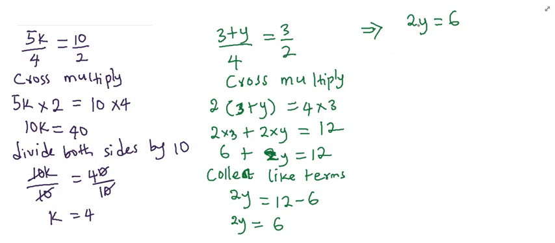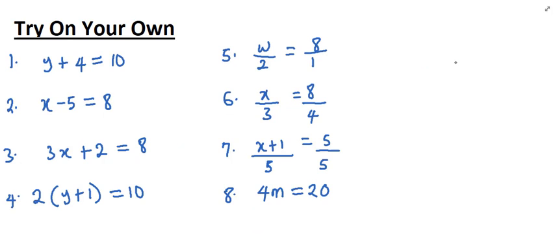What do we do? We divide both sides by the coefficient of y, which is 2. So 2y is equal to 6, dividing both sides by 2. So the 2s cancel out, and then y is equal to 3. And that's the final answer. Wow, so we are done.